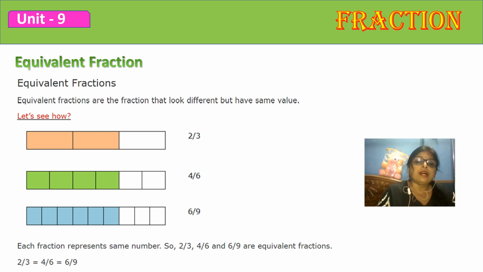Now, look here. They are divided into different parts, but the shaded portion is equal in each and every figure. So you can say that in look they are different, but the value is the same. So you can say 2 by 3 is equal to 4 by 6 and 4 by 6 is equal to 6 by 9. In look they are different, but their value is the same. So such fractions are equivalent fractions.